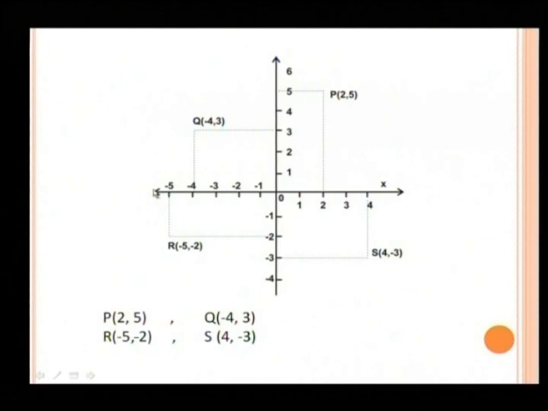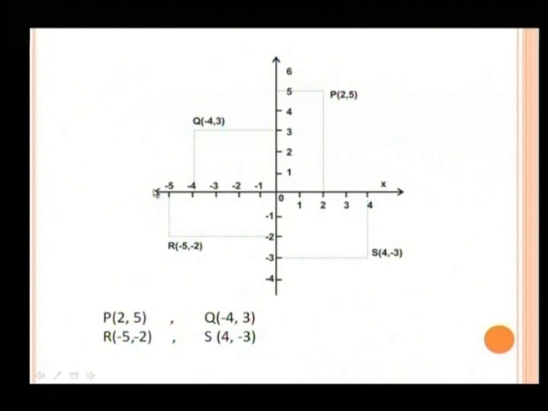For the second number we have Q, which is minus 4 and 3. As I have told you, the first number is always referred to as abscissa, so we will consider the minus 4 value for the first number and 3 for the y-axis or the second number. So on the plane, Q would be minus 4 and 3 in the second quadrant.